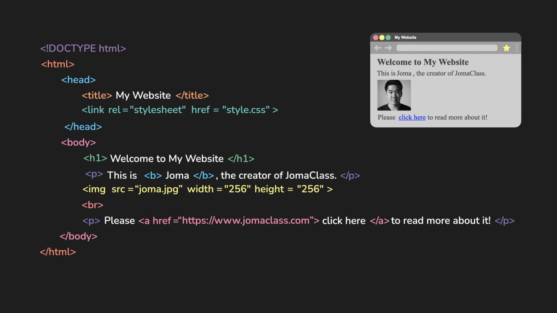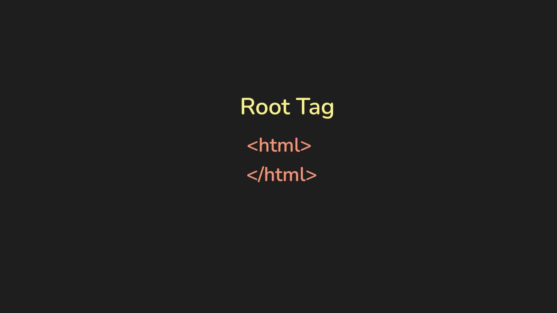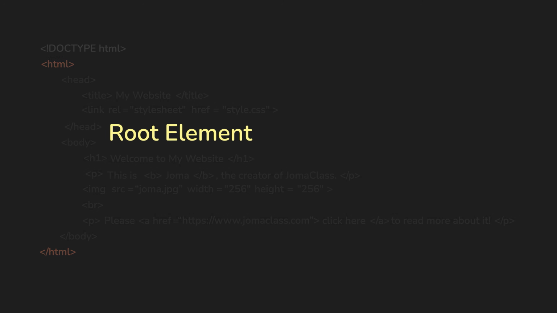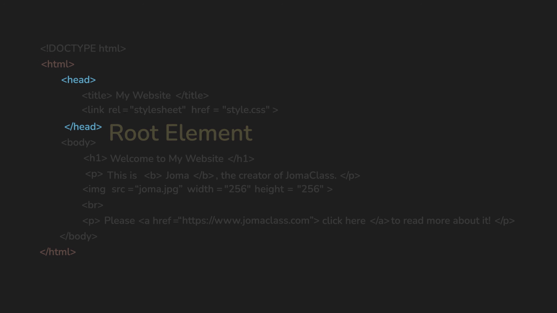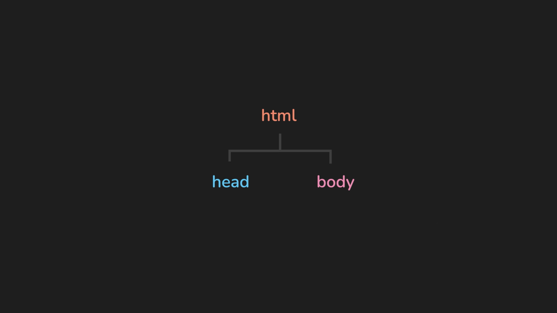Do you remember what a root tag was? Remember how I said that it's the outermost tag in the document? In this HTML example, the root tag would be the HTML tag, and we call this the root element. Inside of it, it contains two other elements, head and body. In this case, we say that both the head and body are the children of the HTML element. So that would make the HTML element the parent. The HTML element is the parent of both the head and body.